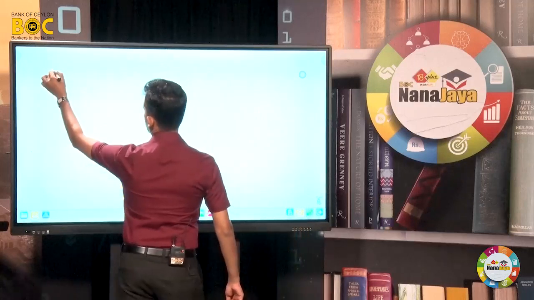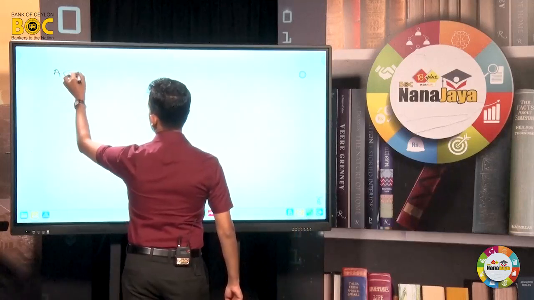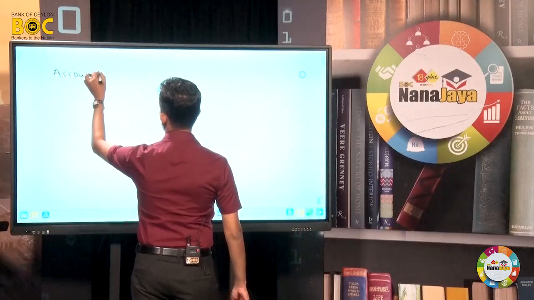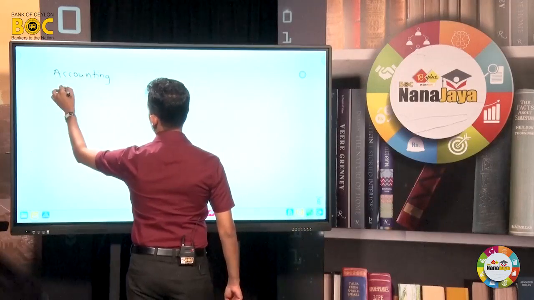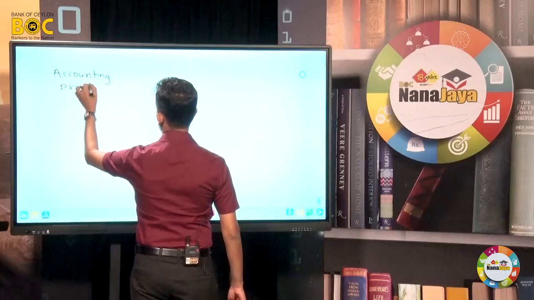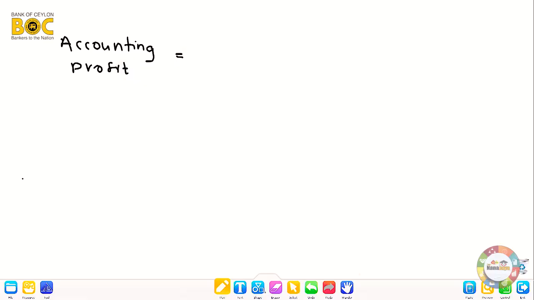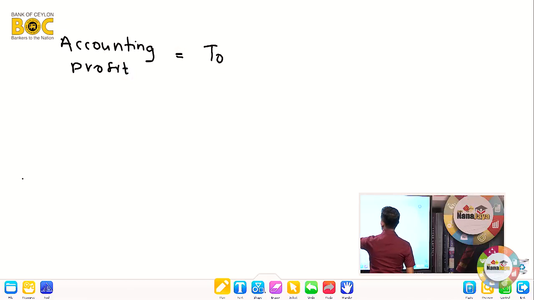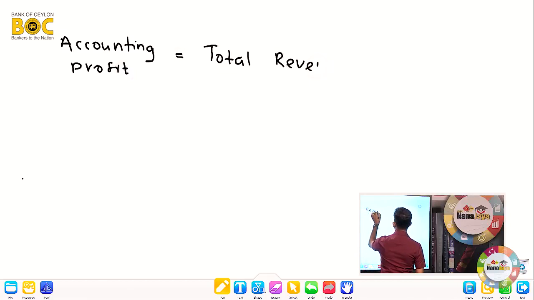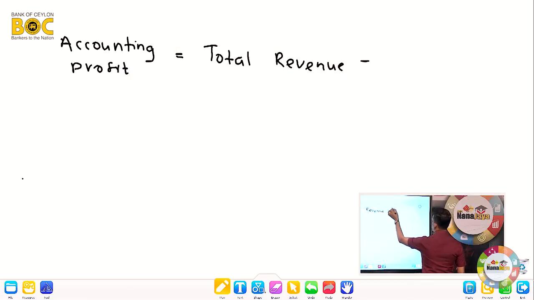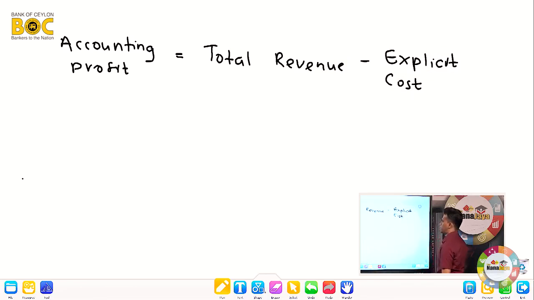Within the accounting discussion, the accounting profit is calculated by deducting the explicit cost from the total revenue. From the total revenue earned by the firm, we deduct the explicit cost when arriving at the accounting profit.